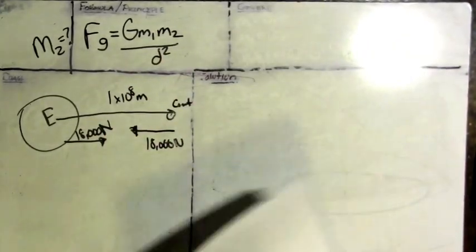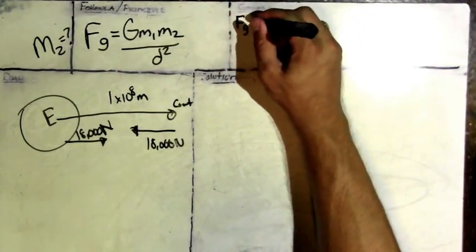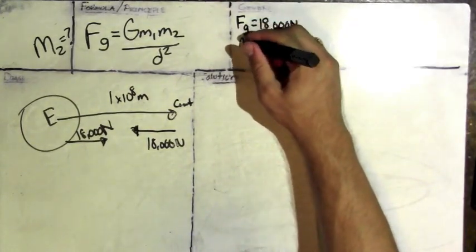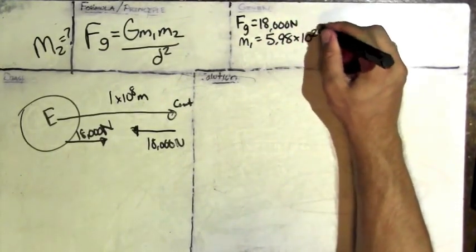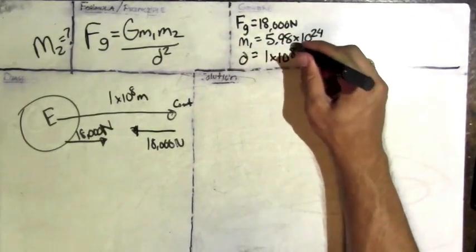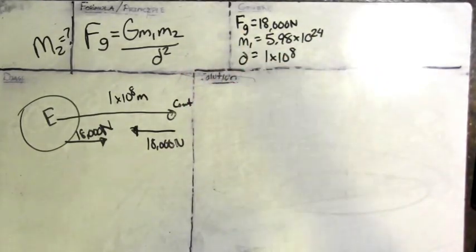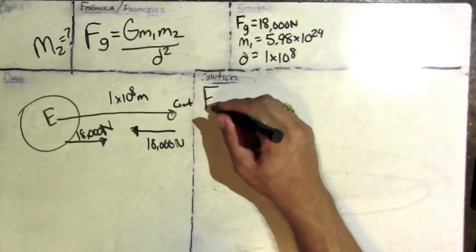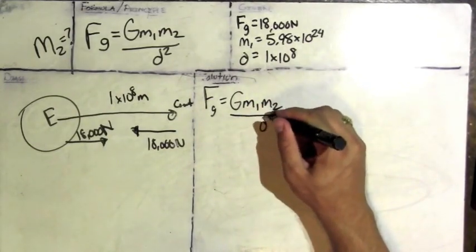So let's take a look at this. We can write our given information out. We can say Fg is 18,000. We can say that the mass of object 1 is the mass of Earth, which is 5.98 times 10 to the 24th. You can say that the distance between them is 1 times 10 to the 8th. Okay, and then you can say we are trying to solve for mass 2. So now I'm going to take this equation and rearrange it. You have Fg equals G M1 M2 over D squared.